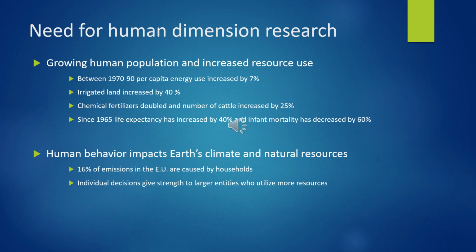I think now with our growing population and increased consumption, there's an increasing need for this research. As we all know, the decisions we make affect Earth's climate and the availability of resources. There are some pretty alarming statistics on this slide that show an increase in human consumption and population. Given these trends aren't slowing down, it's important that we research what strategies will be effective in creating desired behaviors.